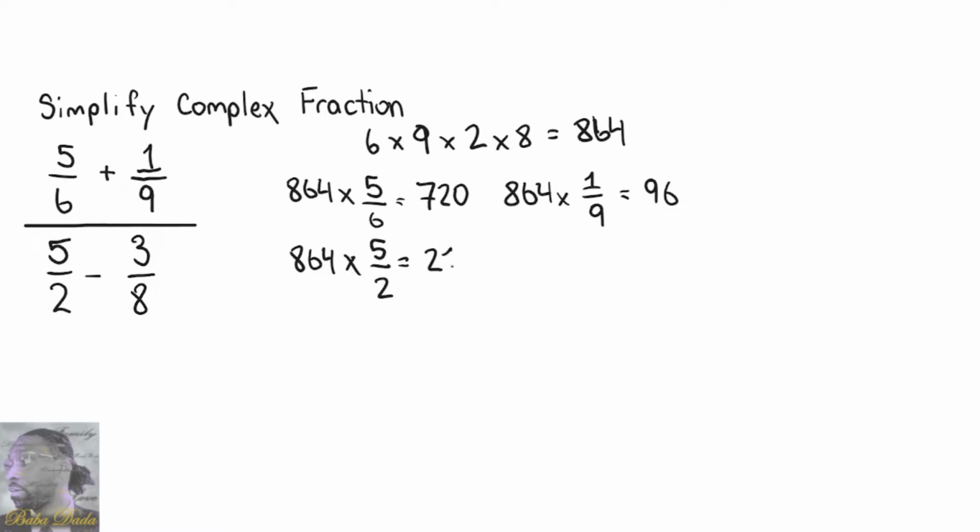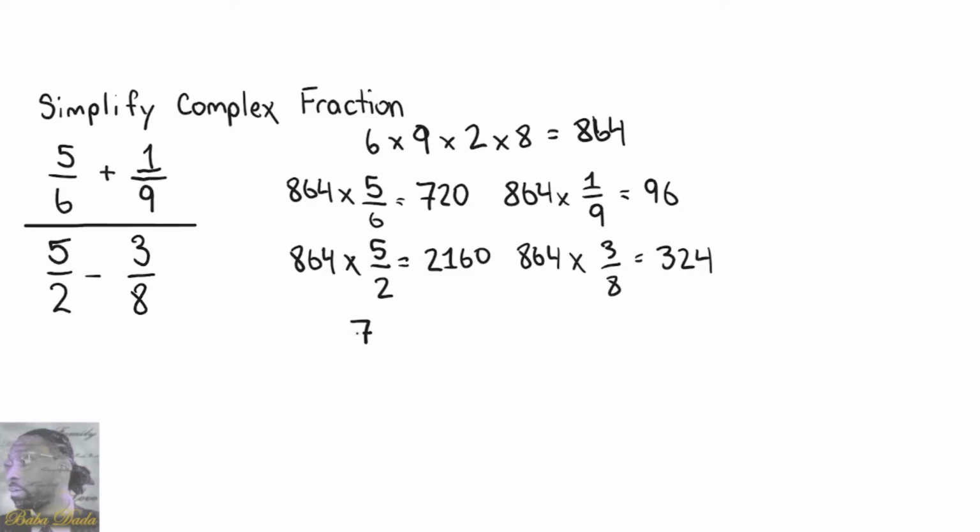Then we take 864 and multiply it by 5 over 2, which is 2,160. Then we multiply our common denominator by 3 over 8, or 3/8. 864 times 3 over 8 equals 324. So now we have reduced each one of these fractions to whole numbers. We're going to plug it back into the question, and then we're going to solve it.